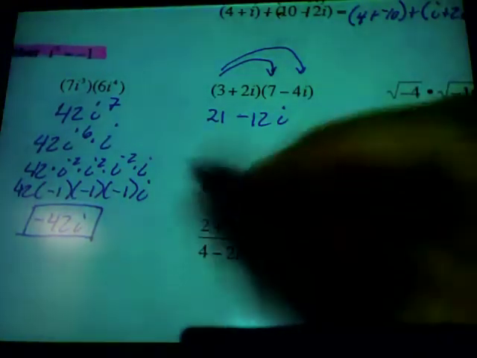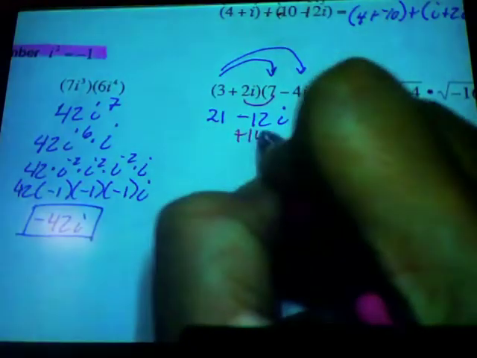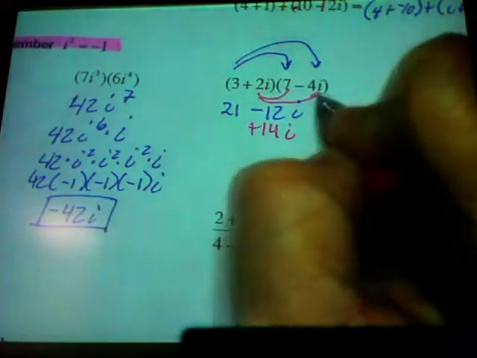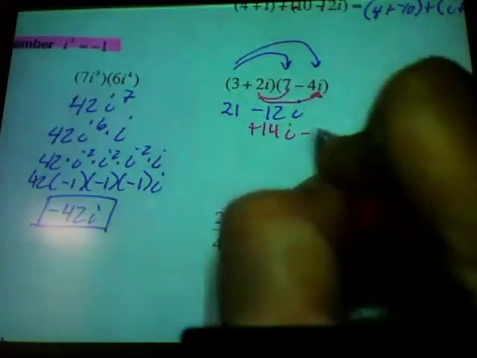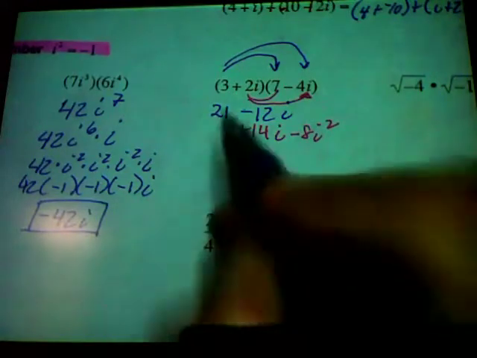Then distribute the second one. 2i times 7 is positive 14i. I'm going to put it right below. And then 2i times negative 4i is negative 8i squared. You'll start to learn that an I squared changes the sign, right? If you don't remember that from Algebra 3-4.